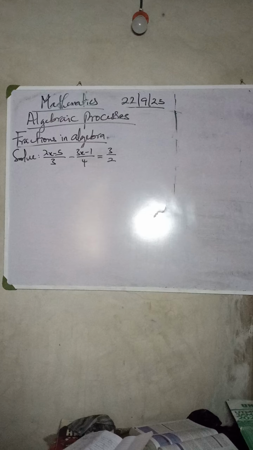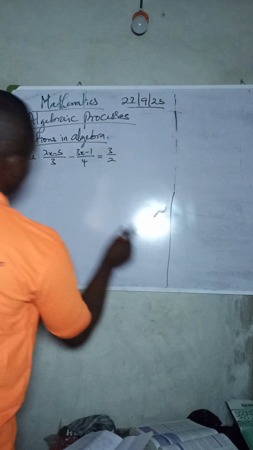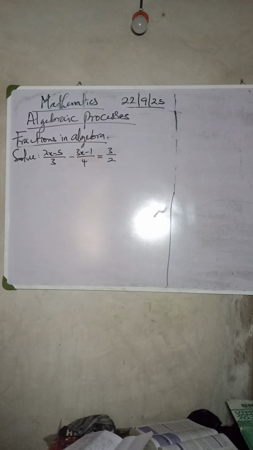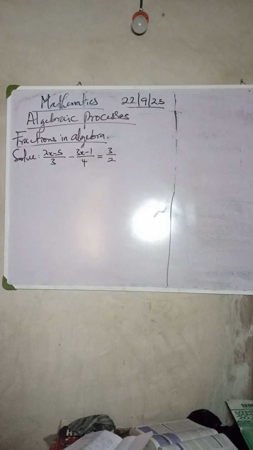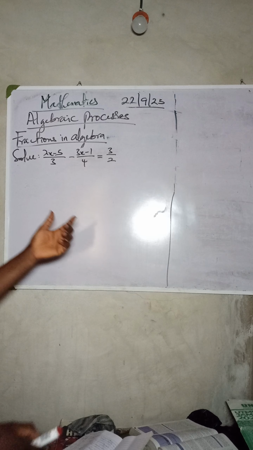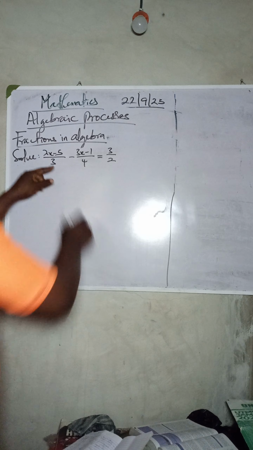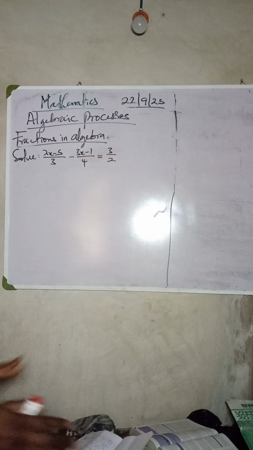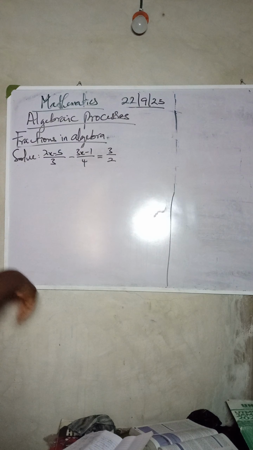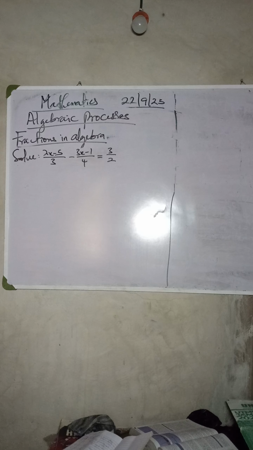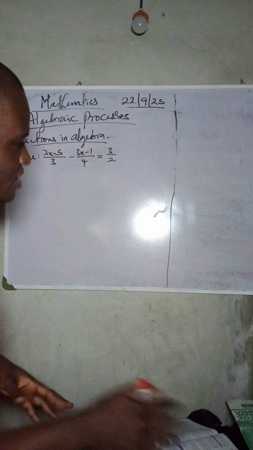what is our LCM? Just look at the denominators. Now, when you check the denominators very well, you find out that 2 is a factor of 4. If 2 is a factor of 4, then our LCM should be the product of 3 and 4. Why? We are not going to take this 2 because 2 is a factor of 4. Once you get a number that's a factor of another number, please leave that number.